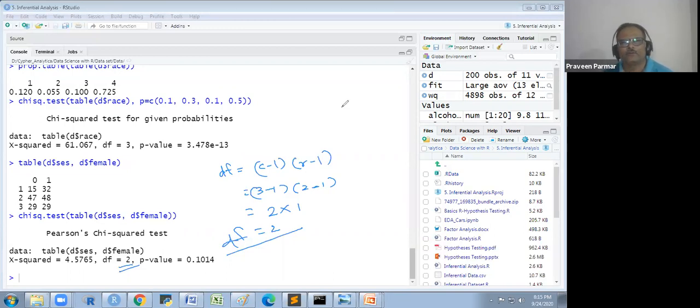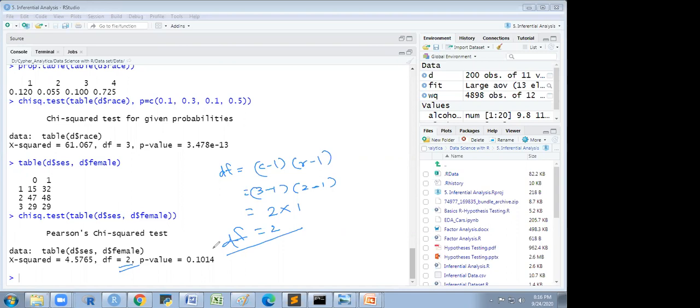So there is a value 0.1014. 0.1014 is greater than 0.05, so there is no significant association between SES and gender. Does that make sense to everyone? They both are independent. They are not dependent. Yes, sir. Okay.